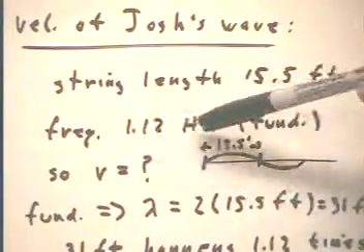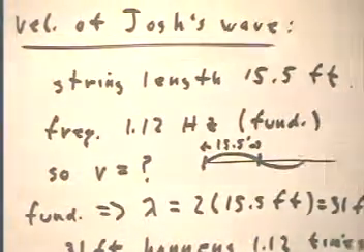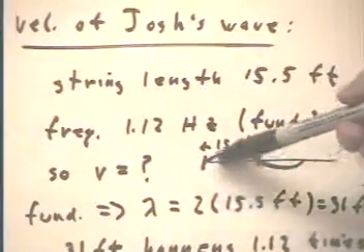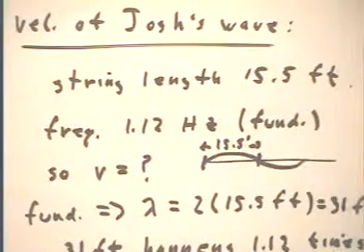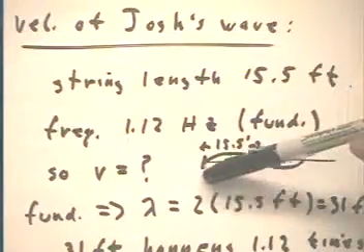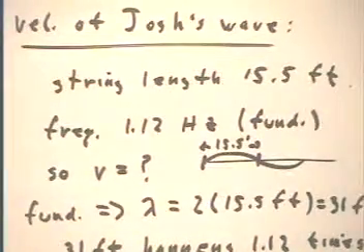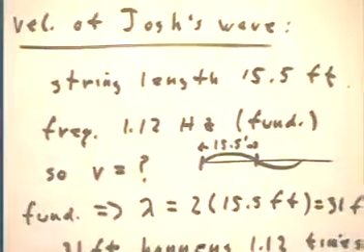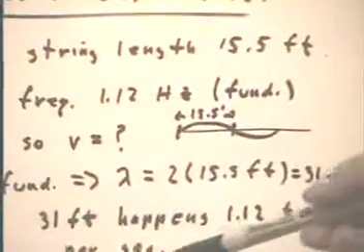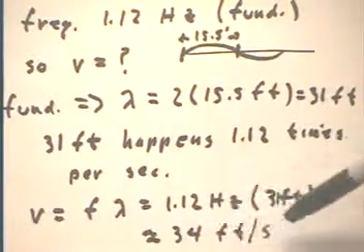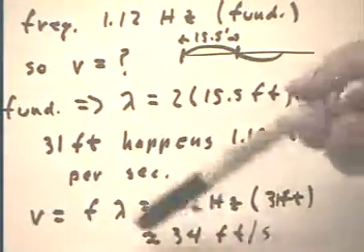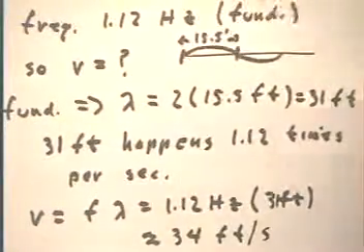Well, we have 1.12 cycles per second. The complete cycle of the wave is going to be twice the length of the string, or about 31 feet. So the wave will be traveling 31 feet for every cycle, and 1.12 cycles every second. That means the wave is going to travel 31 feet 1.12 times every second, or the distance in a second is 1.12 times 31 feet, or 34 feet. So the velocity is 34 feet per second.